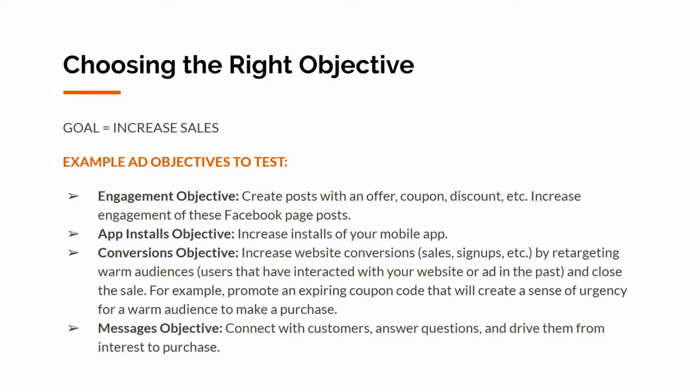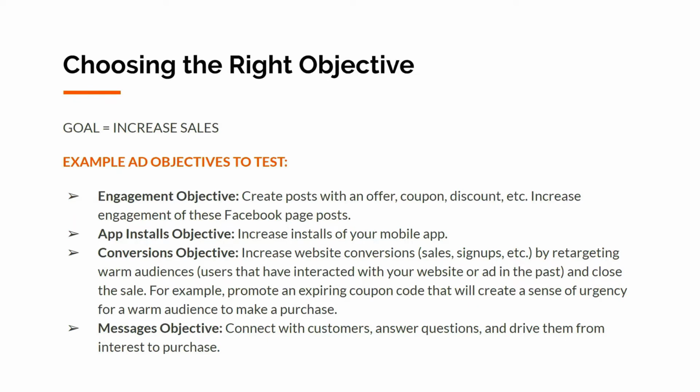Or let's say your goal is to increase sales. Here's some example ad objectives to test for that. First, engagement objective. Create posts with an offer, coupon, or discount, and then increase engagement of these Facebook page posts. Next, app install objectives. You can use these to increase installs of your mobile app. Then there's conversion objective. Increase website conversions. This could include sales, signups.